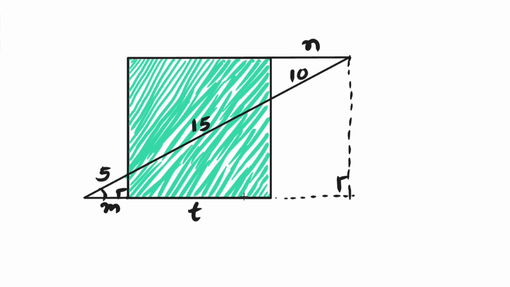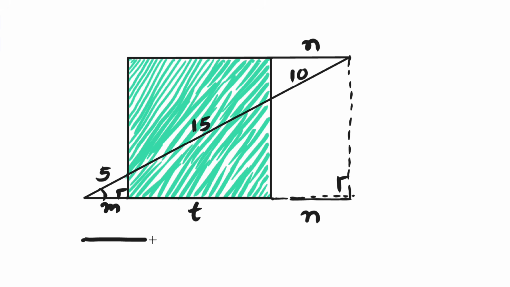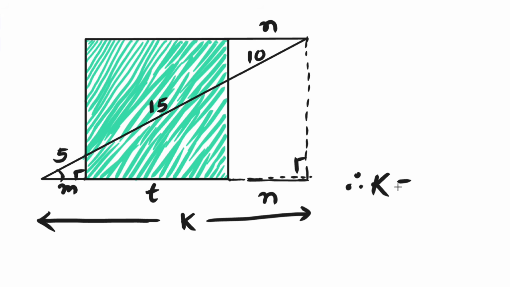Now let's define the entire horizontal distance from the far left point to the far right point. That total distance is m plus t plus n. To make our work cleaner, let's call this quantity k. So k equals m plus t plus n.